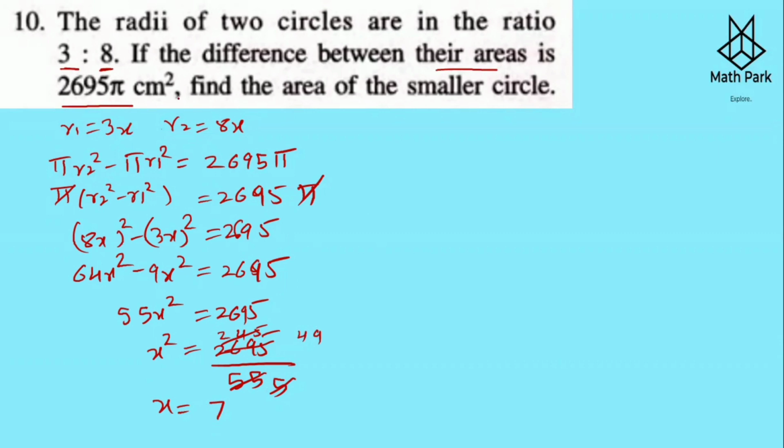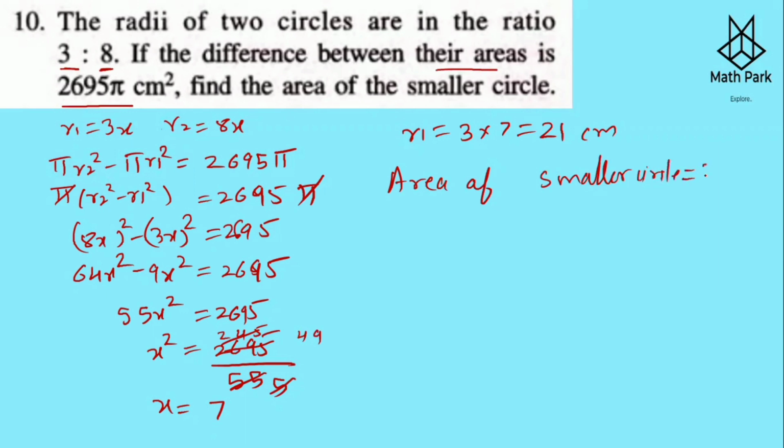So if x is 7, you are asked to find the area of the smaller circle. So we have R1 is equal to 3 into 7, which is 21 centimeter. So area of smaller circle is equal to pi r square, that is 22 by 7 into 21 into 21. 7 3s are 21, 22 times 3 is 66, and 66 times 21 you get 1386 centimeter square is the area of the smaller circle.